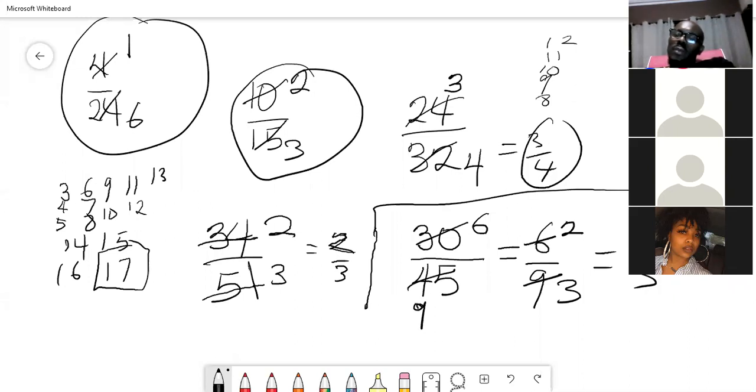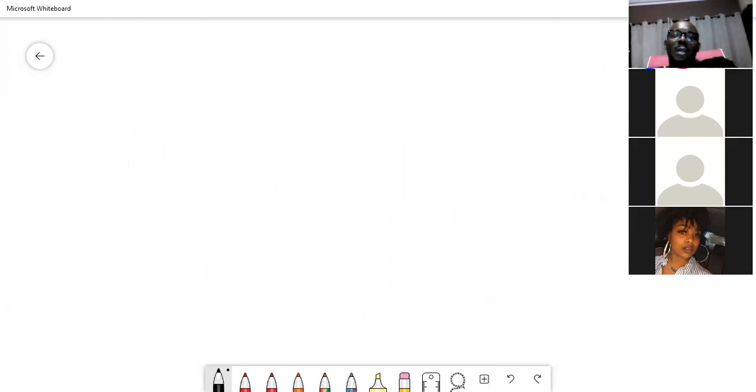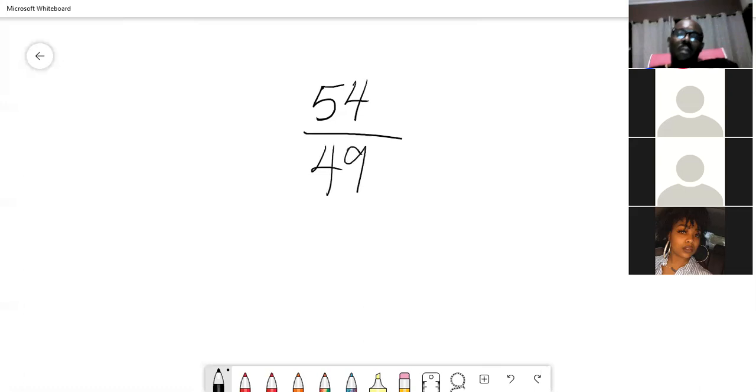Okay, one last one, and then we can move on to the LCM thing, okay? One last problem. Let's see. All right. How about this? This could be, I think, 54 over 49. Is it 49?